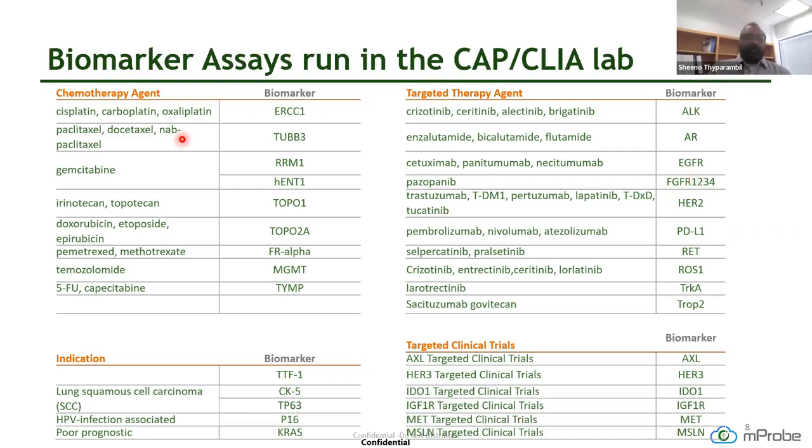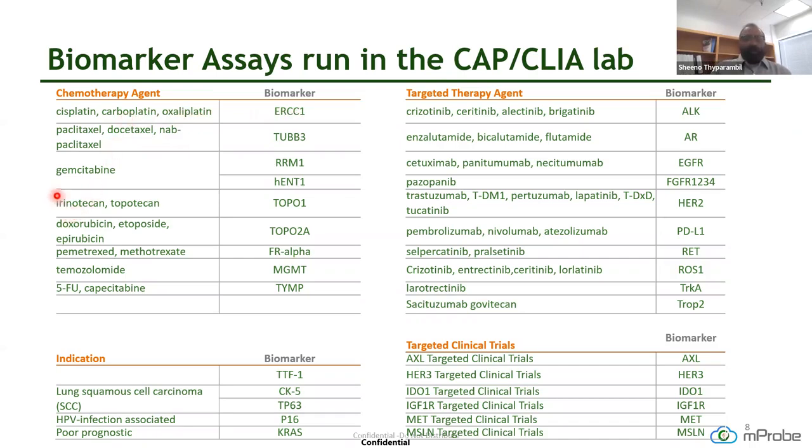So you probably recognize some of the most common ones here, especially for prostate cancer. You're thinking about the taxane-based regimens, paclitaxel, docetaxel. This is Abraxane, which is a taxane that is coated with albumin. And then there are a lot of these markers here indicating whether you should or should not receive platinum-based therapy.